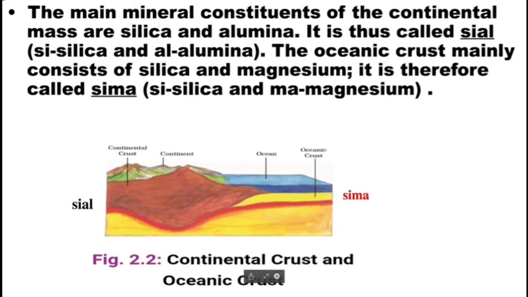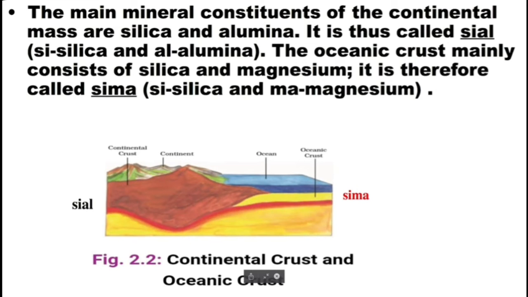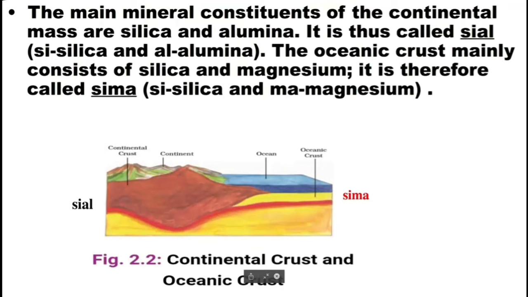So when we want to study about the crust, this is the major difference of crust thickness in continental masses and in ocean floors. At first we read about thickness. Now we are studying about the mineral constituents of these parts. As I told you before, the crust is made up of continental masses and ocean floors. The main mineral constituents of the continental masses are silica and aluminum, and it is called Sial. Si means silica and Al means aluminum. You can see in the image that the constituent near the continental masses is Sial, and near the ocean it is Sima.